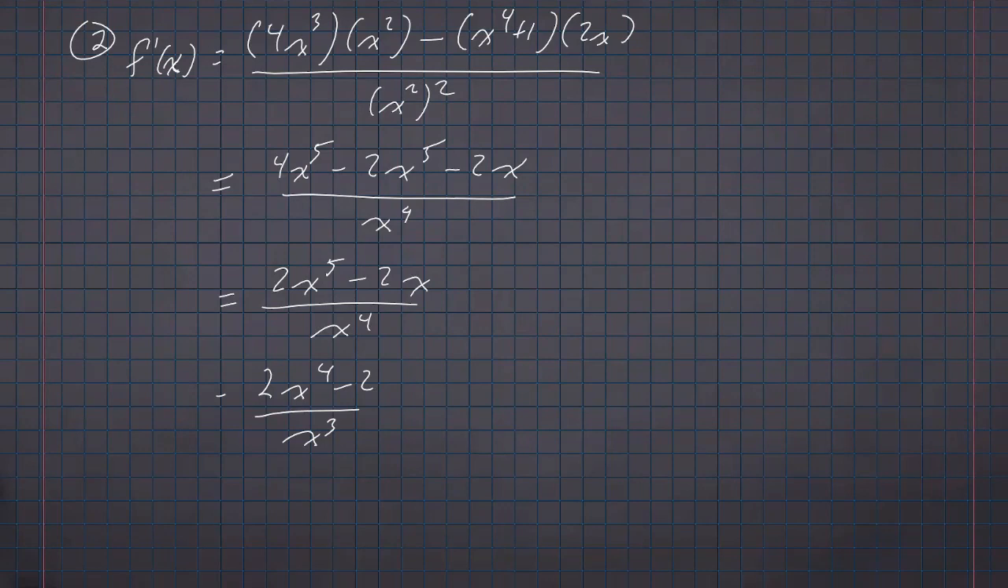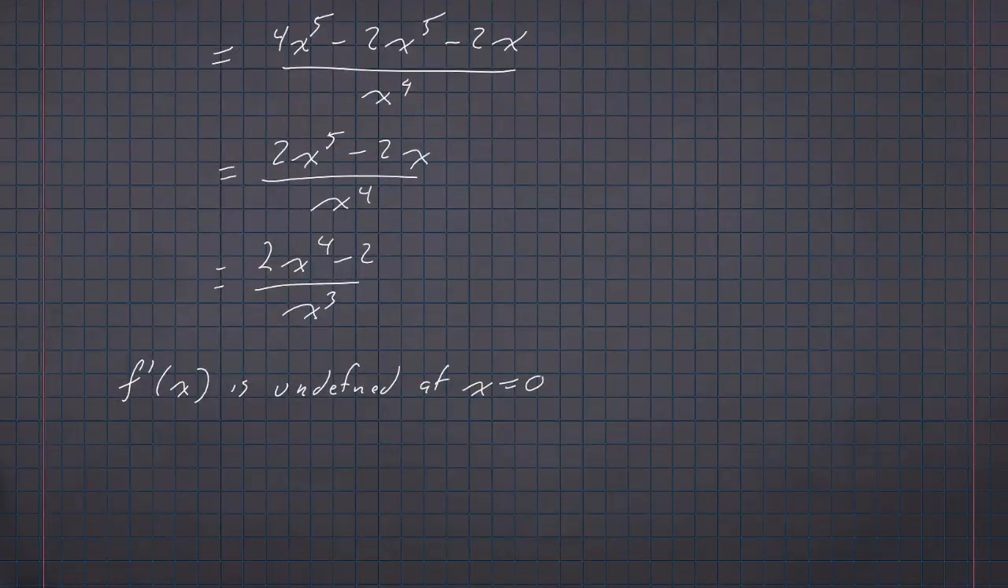A critical point is a point where this is 0 or undefined. We know that f prime of x is undefined when x is 0. Again, denominator, all the problems. But if I want f prime of x equal to 0, that means that the numerator, 2x to the fourth minus 2, is equal to 0.